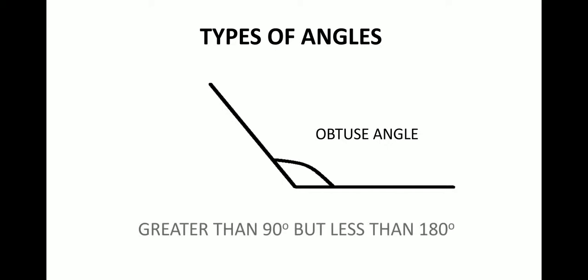Another angle is formed when the two straight lines meet and there is a big space formed, which is called an obtuse angle. The measurement of this angle is greater than 90 degrees but less than 180 degrees.